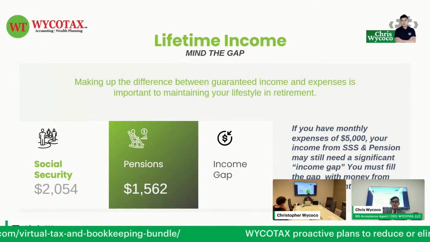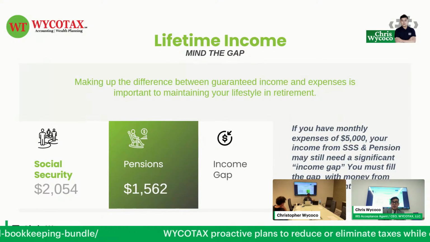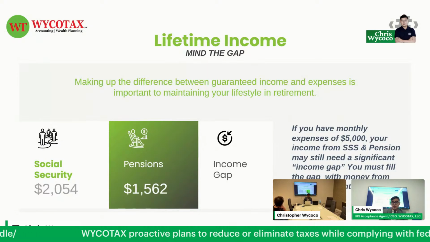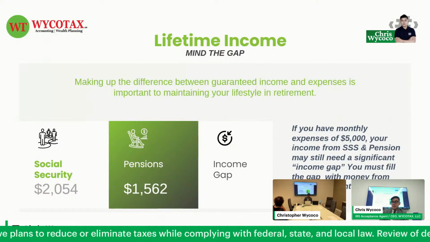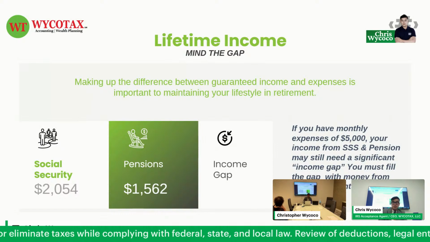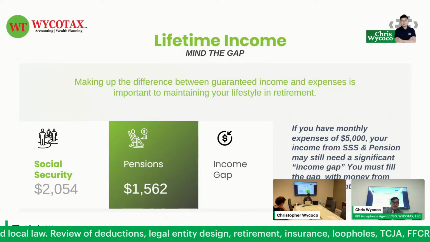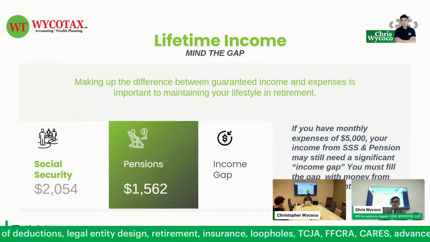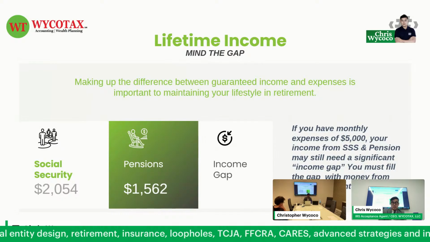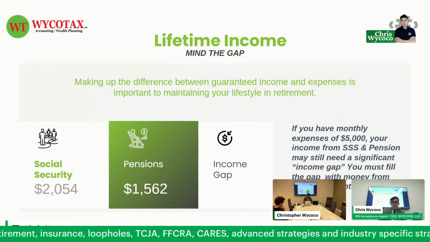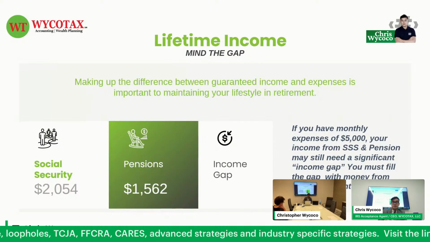The current lifetime income gap is as follows. For anybody who will retire at 65, the average American receives 2,000 from Social Security and the pension is 1,500. However, it's estimated that monthly expenses will be $5,000 per month. So there's a 1,500 gap that you must fill in with money from your retirement nest egg.